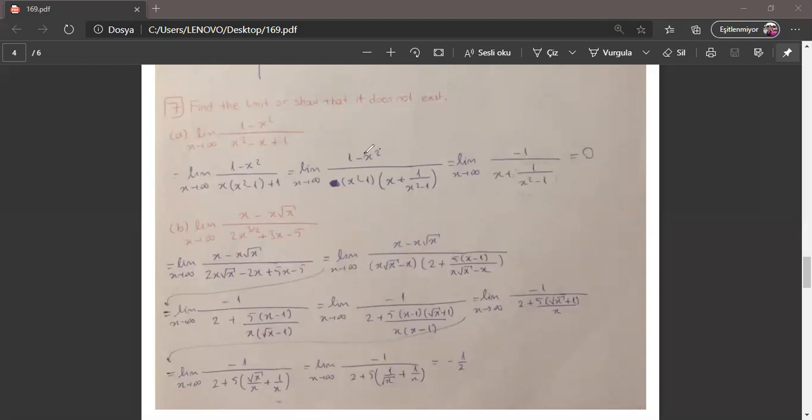So if we simplify this and this, we get -1, and this remains the same. Now what happens when x is approaching infinity? Here we have 1 over infinity, which is 0, approaching 0. And x is approaching infinity, so for this part, it's approaching infinity. -1 over infinity, it's 0.